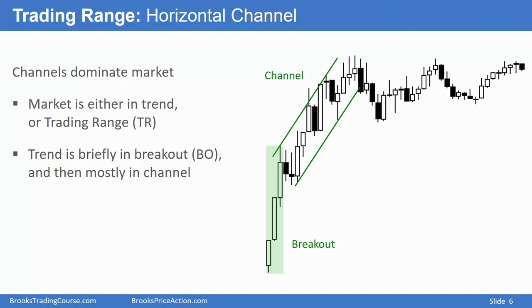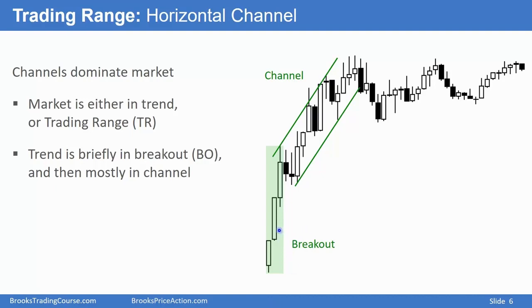Now, on every time frame, on every chart, every market, channels dominate the market. Every market is always on every chart, either in a trend or in a trading range. Here we have a breakout, and breakouts are brief. On any chart, a strong breakout typically will be 5 to 10% of the bars on the chart. The other 90% of the bars will either be in a channel or a trading range.